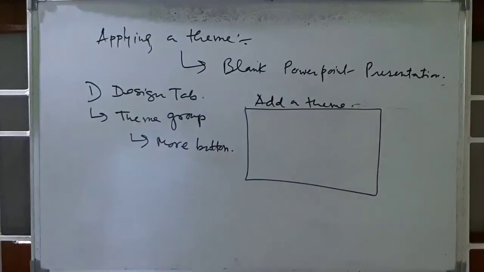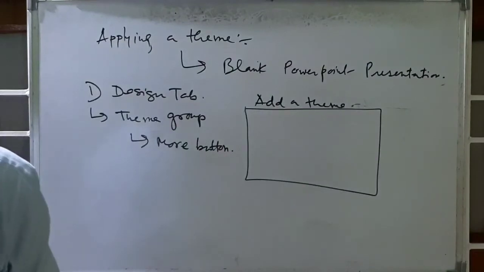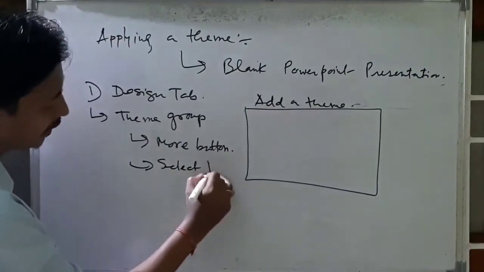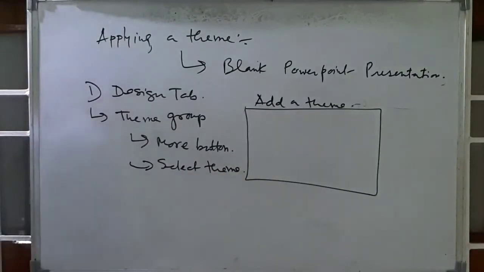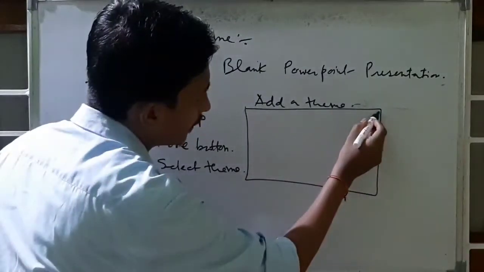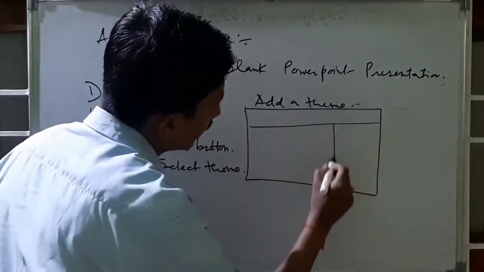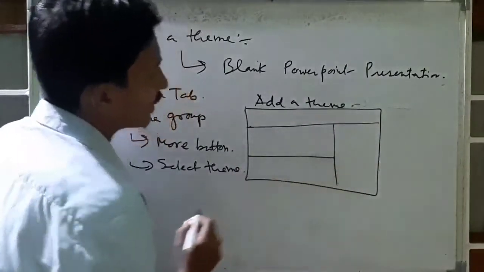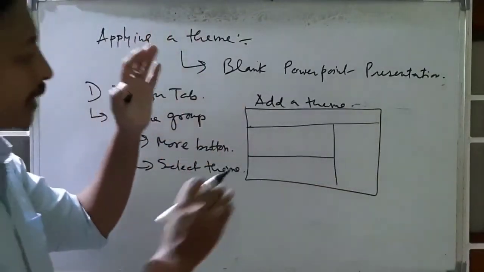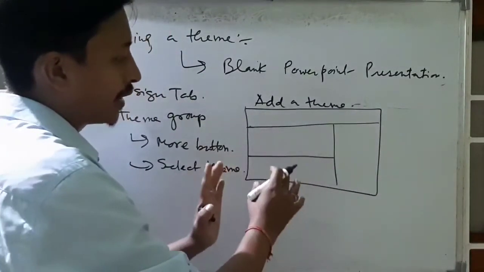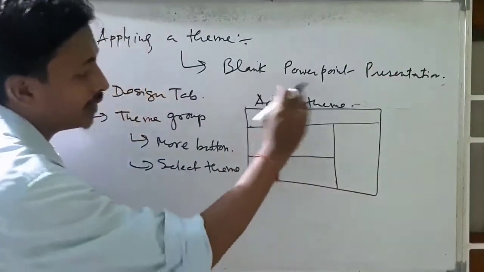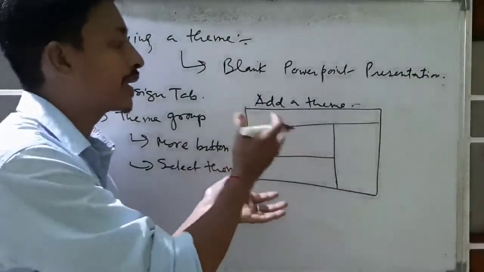Now after that you can see more themes will appear on the screen. After that, select any theme, a particular theme. Okay, after that what happened? The theme looks like this. Say this is a theme. You select it. The presentation was blank the first time, but now it is a good one. That is, you select the theme.